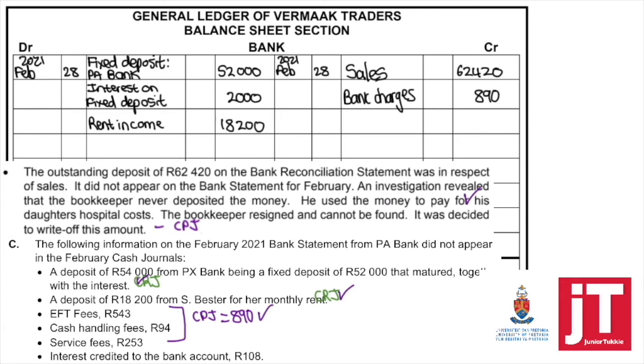Interest credited to the bank account. Credited to the bank account means that on our bank statement, it will reflect on the credit side. And on the credit side, on the bank statement, it's positive for us. This means we've received interest. It will be shown in the cash receipts journal. From the cash receipts journal, bank is debited. Interest on current account, 108.